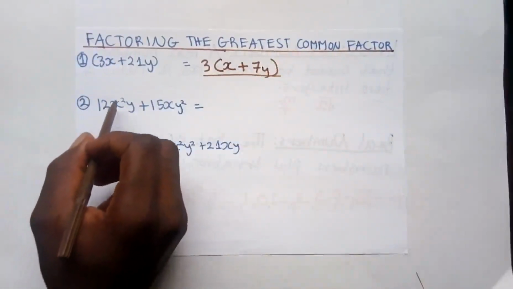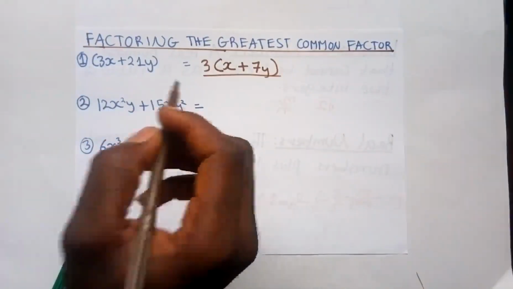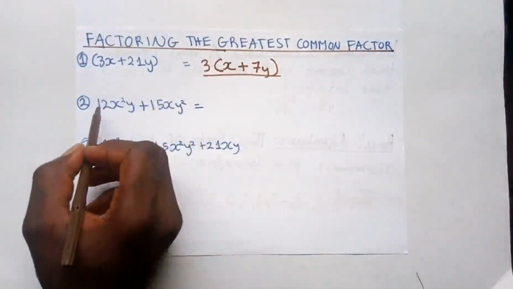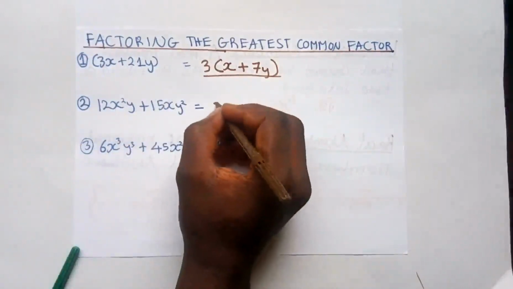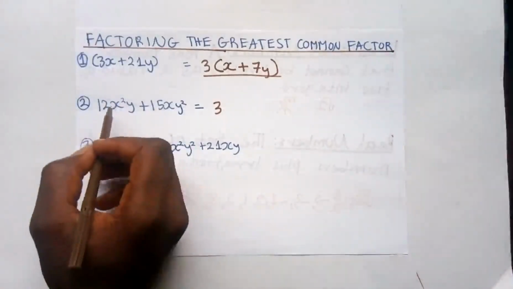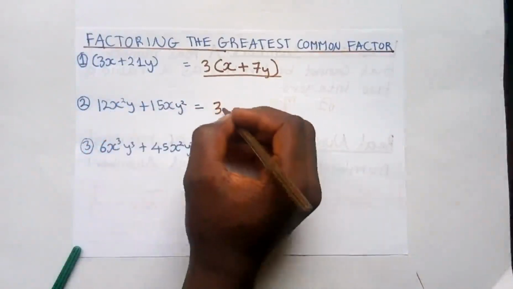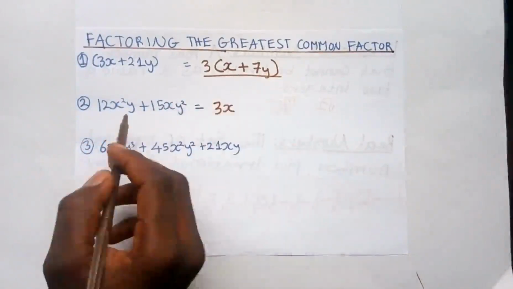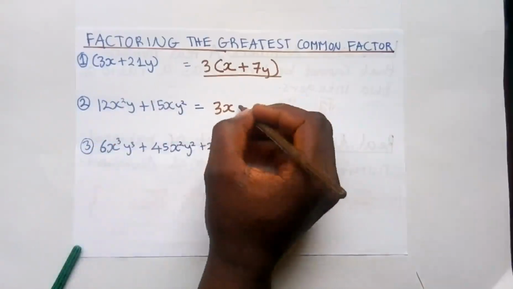Question 2. 12s squared y plus 15sy squared. Which number can go into 12 and 15? You can see that 3 can go into 12 and 15. How many s do we have here? 2. How many s do we have here? 1. So we can take out 1s. How many y do we have here? 1. How many y do we have here? 2. So you can take out 1y.